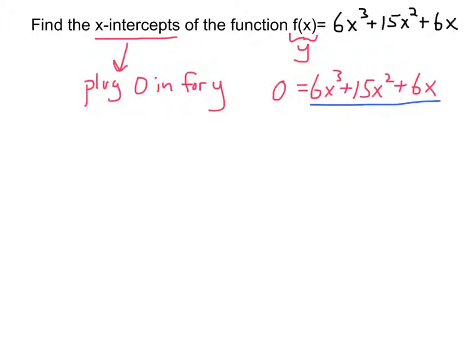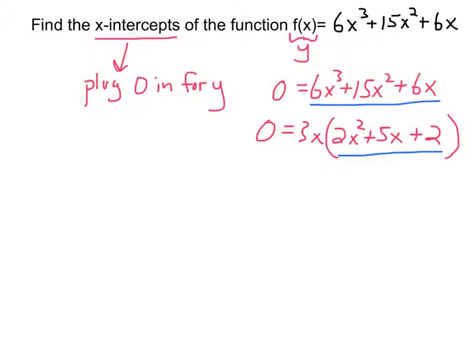So all you need to do is try to factor this other side of the equation. And again, always look for the GCF first. These are all divisible by 3, and they all have an x, so it would be 3x. So 0 equals 3x times, and then you would have a 2x squared plus 5x plus 2. Then we have to try to factor this trinomial. This trinomial is the harder case because you have a 2 in front of the x squared.